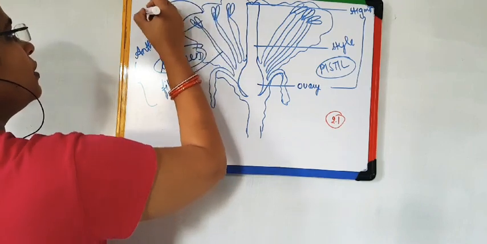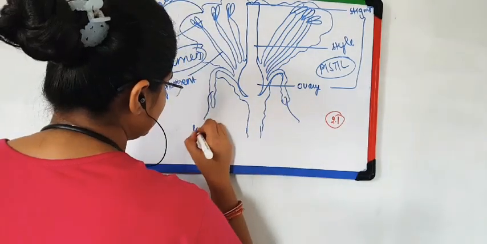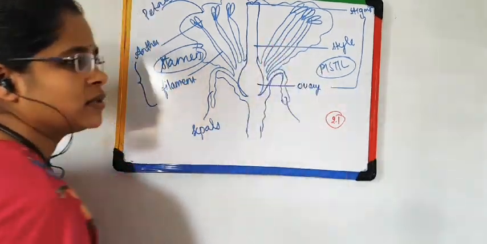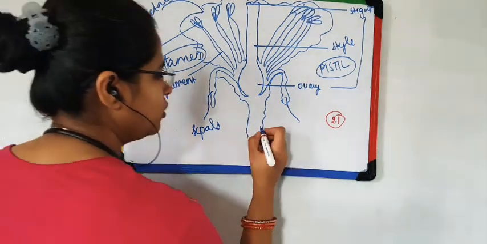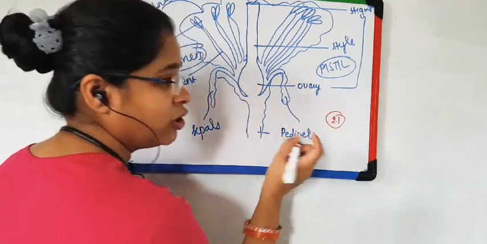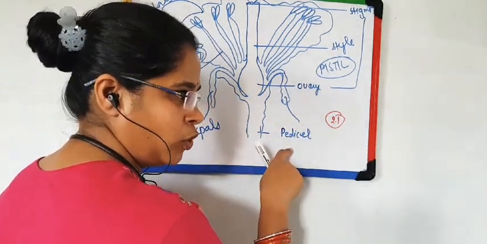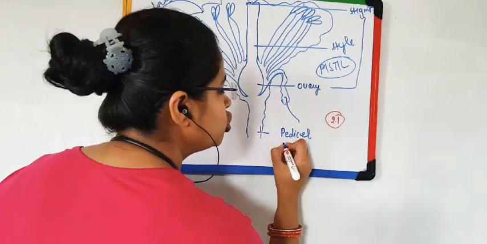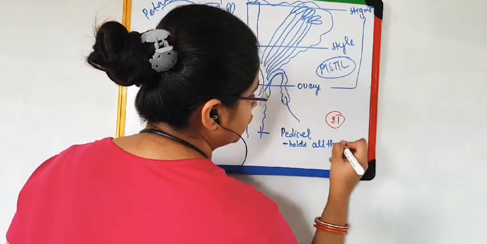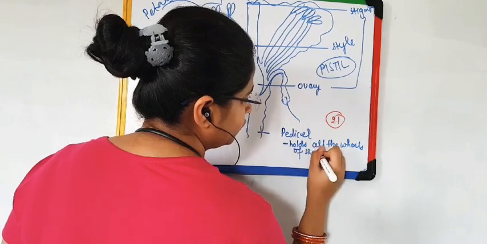What are these? Petals. What are these? Sepals. Right? What is this stalk? It is a very short stalk, right? It is known as pedicel. It's not given in your NCERT. You have to mark it in the diagram given, the pedicel. Okay, a small stalk which holds all the whorls of the flower. Clear?